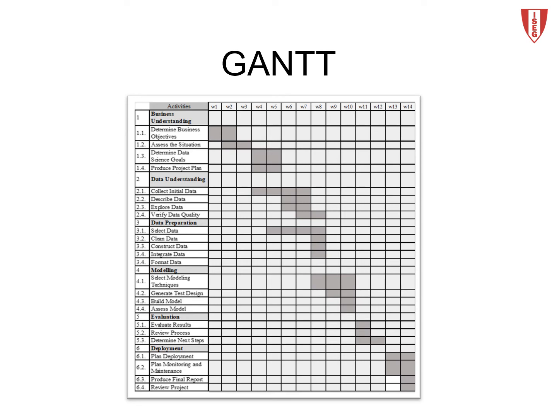To support planning and scheduling, we may use a Gantt chart. A Gantt chart is a type of bar chart that illustrates a project schedule. It is named after its inventor, Henry Gantt.